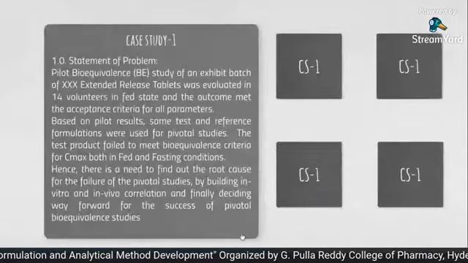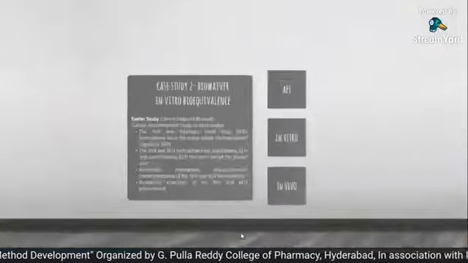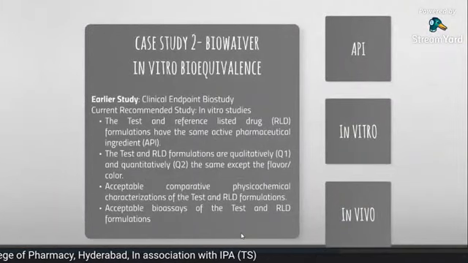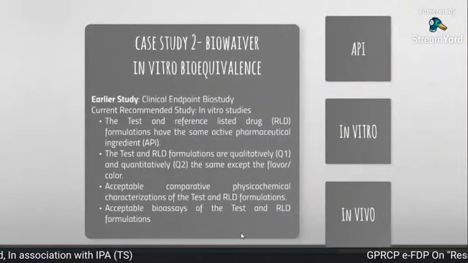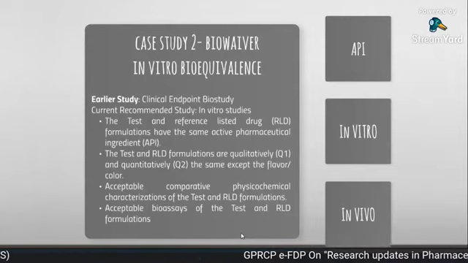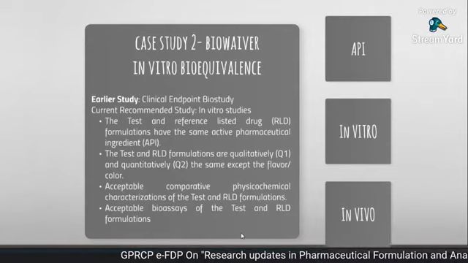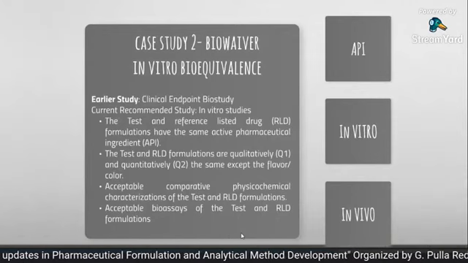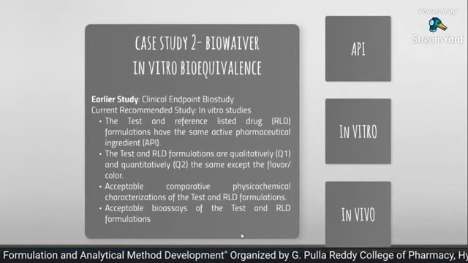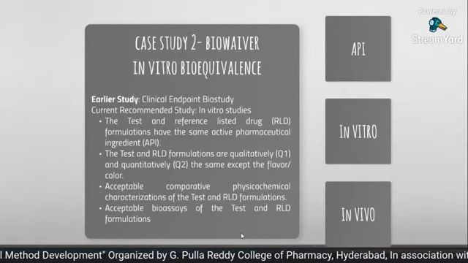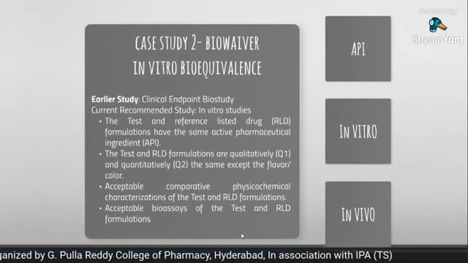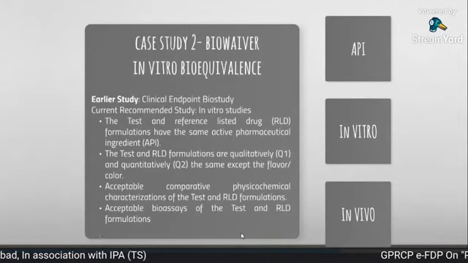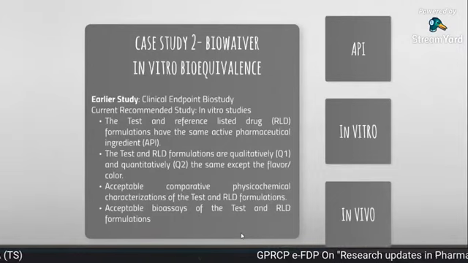Moving on to case 2, with respect to the bio waiver directly. This is another formulation. Earlier, as per the guidance, a clinical endpoint bio study was required. Clinical endpoint means the testing should be done in patients. That formulation is to treat ulcer. Ulcer patients we need to select, and we need to do the clinical endpoint testing by giving the test formulation to one group, the reference formulation to another group, and a placebo formulation to another group. That was the guidance. Testing in patients is unethical.